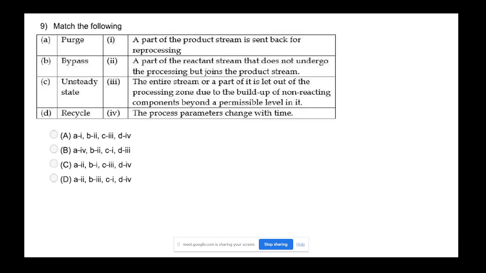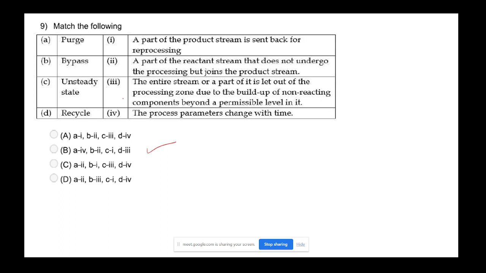Next question is match the following. Actually, the options mentioned in this question are wrong. So based on the definition, we will find out our own options. So purge stream is what? We avoid the non-reactant components to build up, and we keep them below the permissible limit.